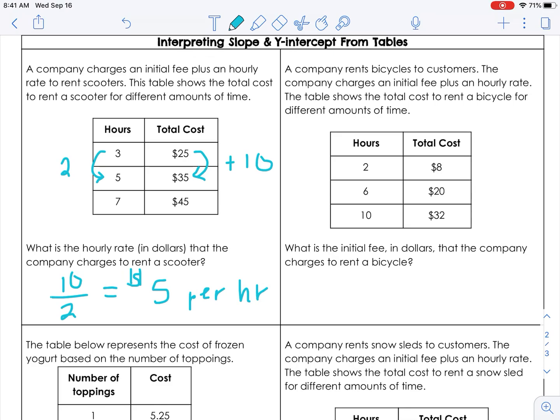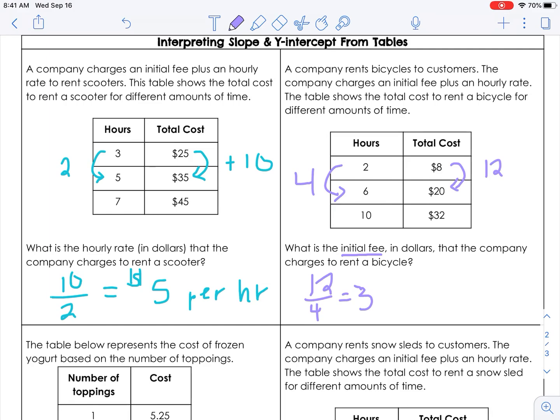Okay. All right. Next question. A company rents bicycles to customers, and they charge an initial fee plus an hourly rate. This table shows the total cost to rent the bicycle for different amounts of time. What is the initial fee? So there's a keyword, initial fee. That refers to the y-intercept. So we need to figure out the y-intercept, or the initial fee that the company charges. In order to do that, we are going to have to find the slope first. So we're going to find the difference between 8 and 20, which is 12, and from 2 to 6, which is 4. So 12 over 4 is 3.